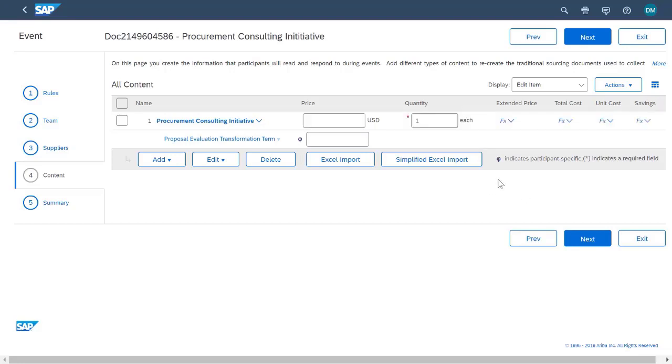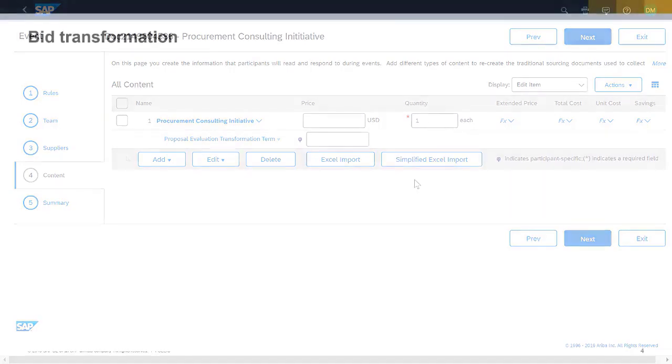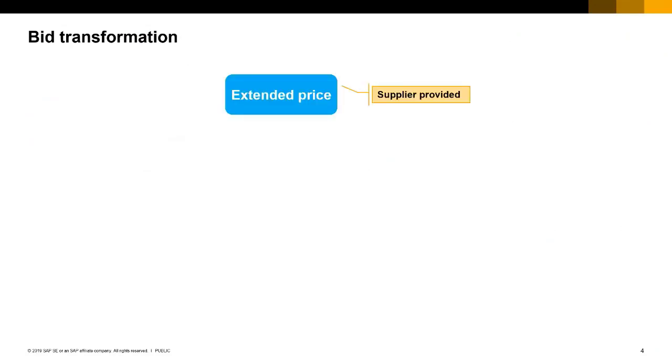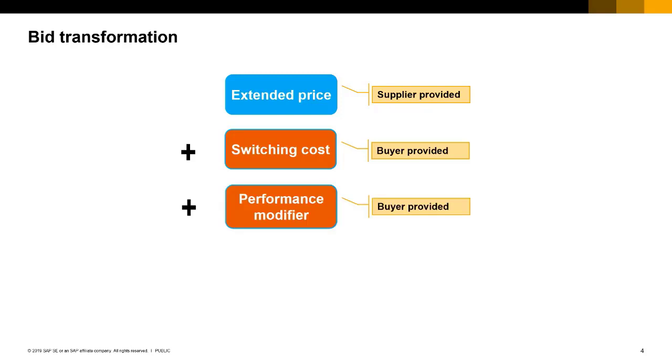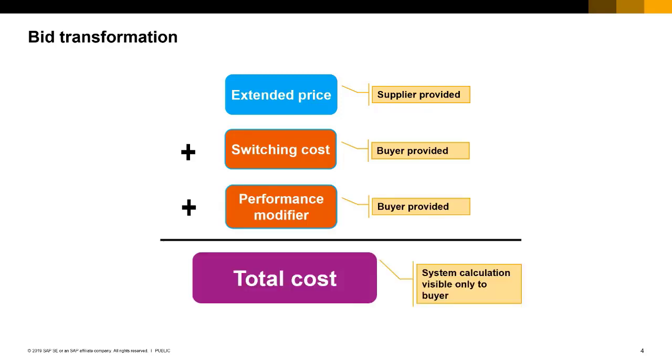Of course, after you've created your first line item, depending on your lotting strategy and how many total line items are in the auction, you'd have to repeat this for each item. You can accelerate that process by using the simplified Excel import for content creation. Just to summarize the format of a bid transformation auction, of course, you'll have the extended price, which is provided by the supplier, plus, for example, a switching cost that will be provided by you, the buyer, as an adder, and a performance modifier that can be added as a multiplier, which would then equal the total cost, which is visible to you in the system when you're comparing the bids.